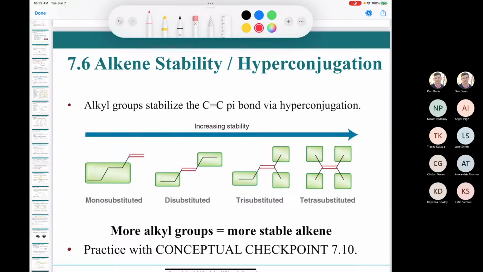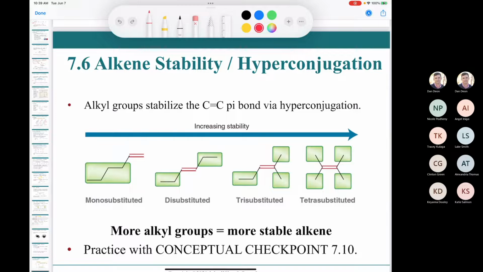And I said a tertiary carbocation was more stable than a secondary, than a primary, and a methyl was the least stable. Why is that? It's because alkyl groups can stabilize a carbocation. Well, alkyl groups can also stabilize a carbon-carbon pi bond by hyperconjugation.